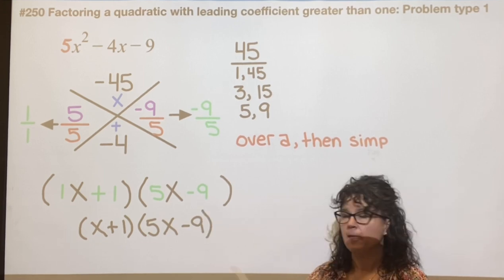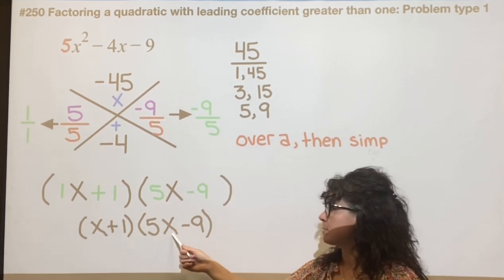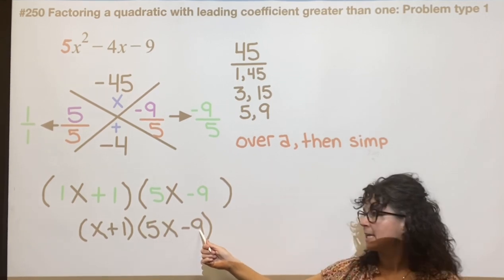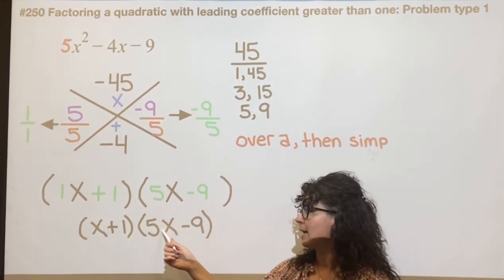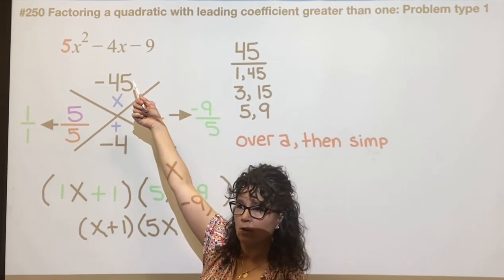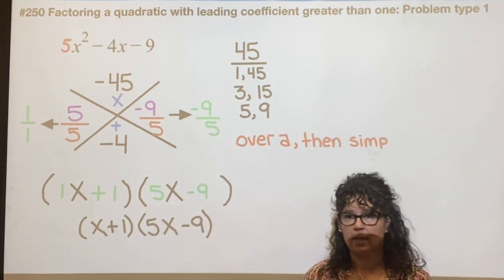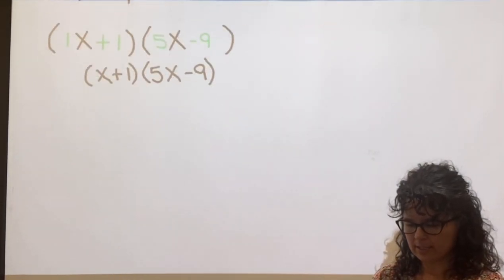If you FOIL this back together, x times 5x is 5x squared. X times -9 is -9x. 5x times 1 is 5x. -9x and 5x make -4x. And 1 times -9 is -9. So I'm going to go ahead and do another example.